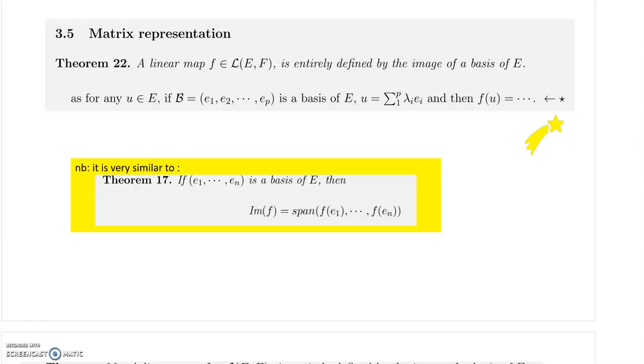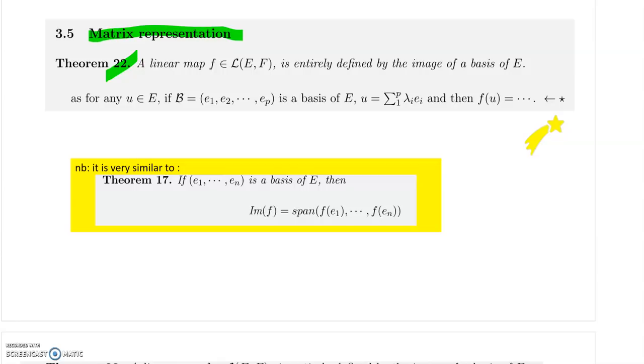So now let's talk about the matrix representation of a linear map itself. Okay, so we've got a linear map, and this theorem tells you that a linear map is entirely defined by the image of a basis of A. Okay, so maybe we probably even said that already. So try to do the proof.